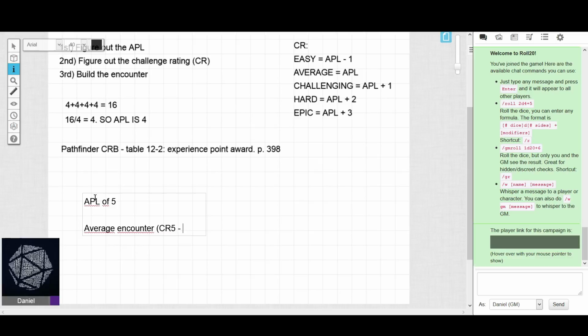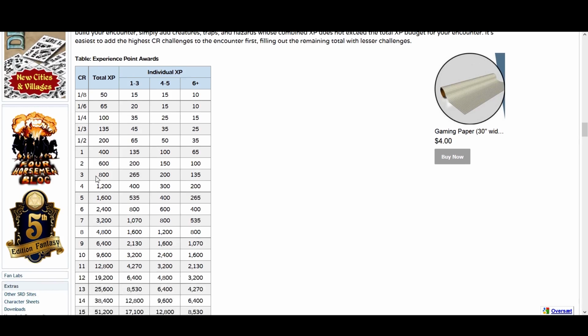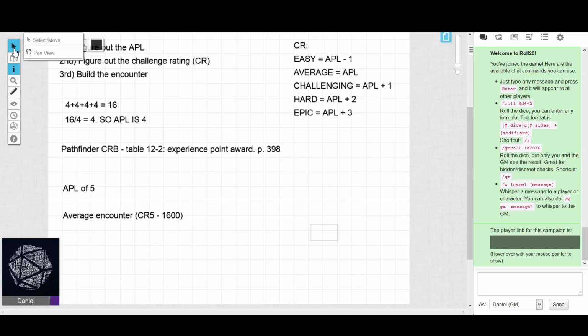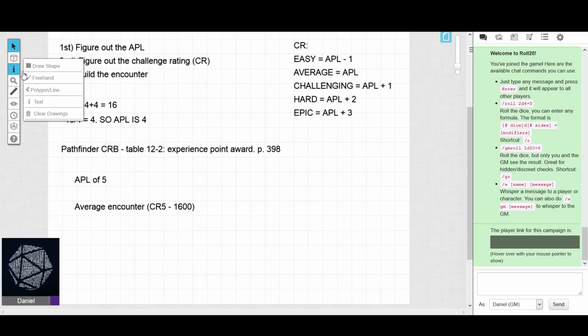A challenge rating of 5 gives us, if we consult the aforementioned table, we can do that again here, we see challenge rating 5, 1600. So a challenge rating of 5 gives us an experience budget of 1600 experience points that we can buy stuff to challenge them with. Let's say we want to keep this really simple. In that case, we might just want to use a single monster. Let's say a single monster, challenge rating 5.